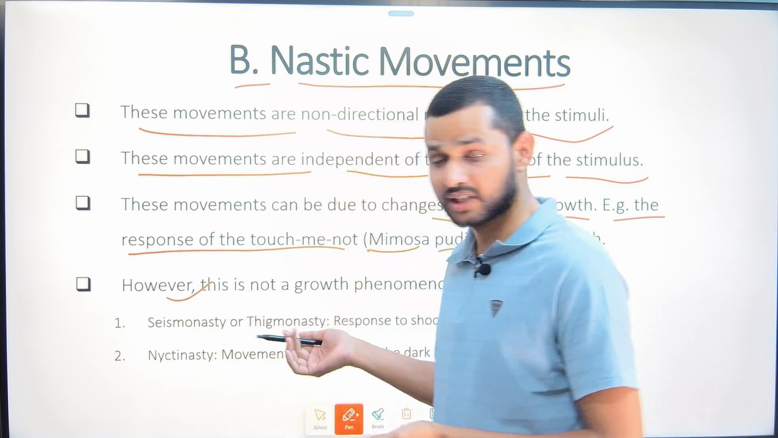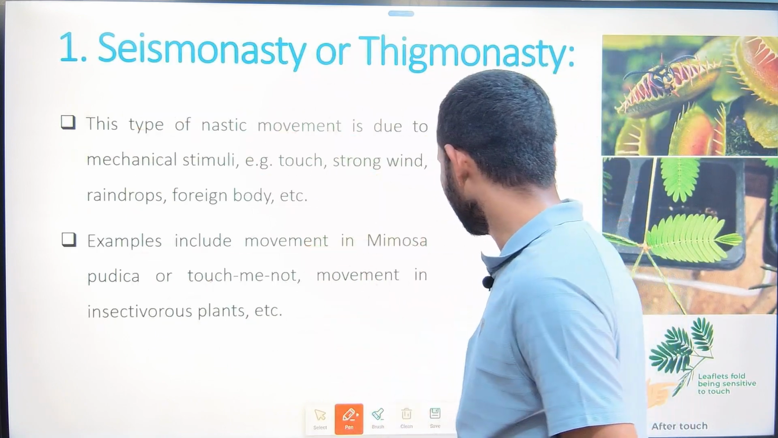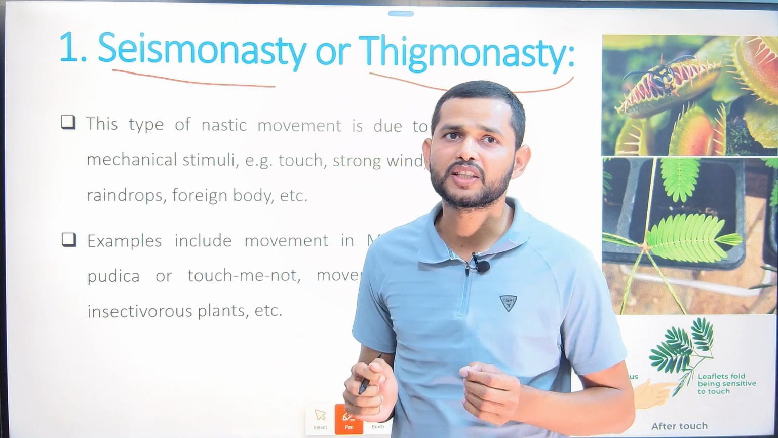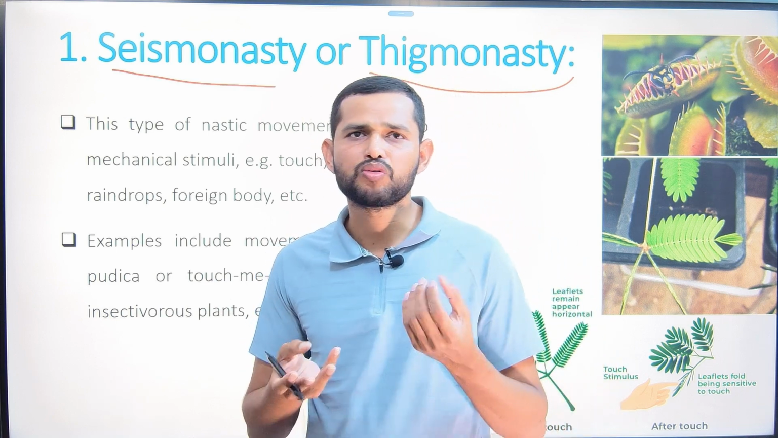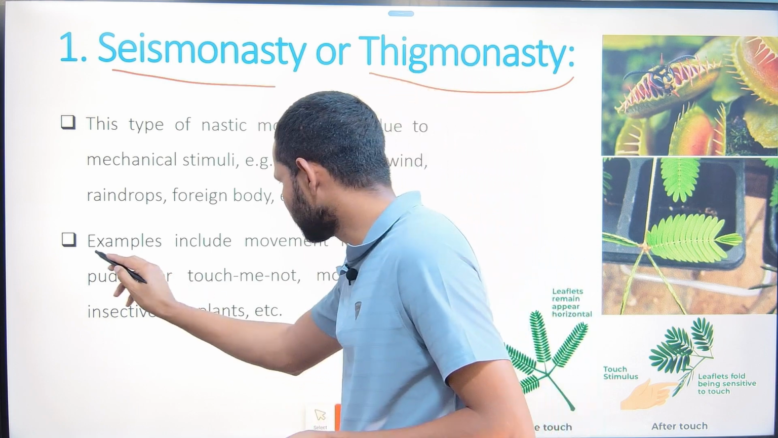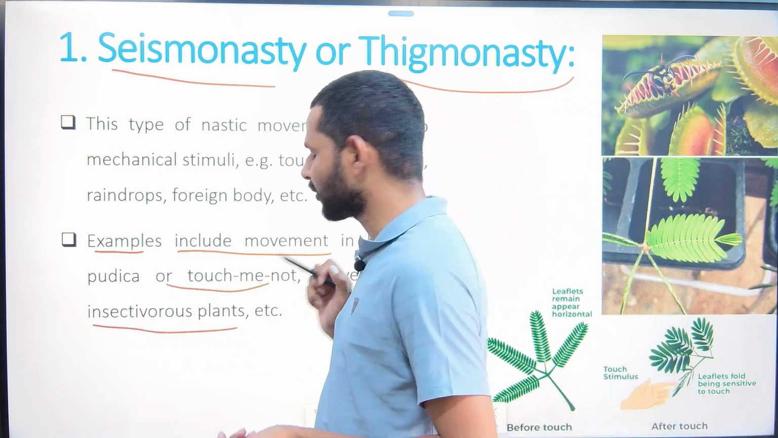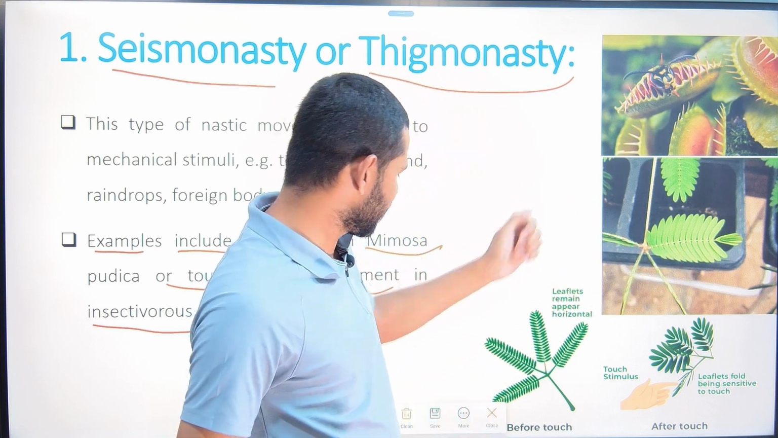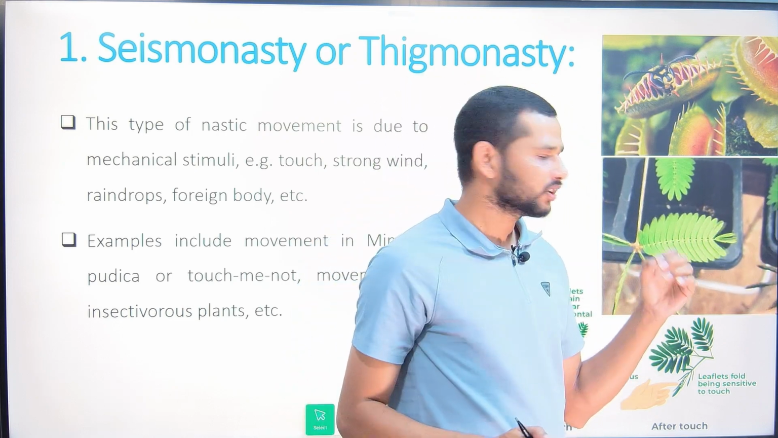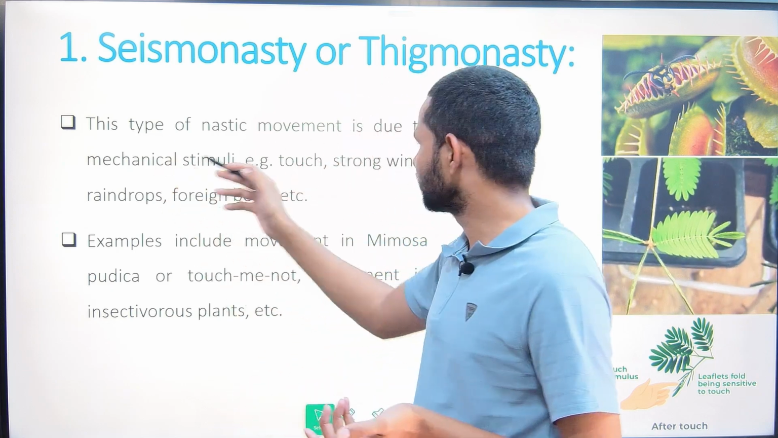However, there are two types of Nastic movements. We will discuss them one by one. Here is a very important example, seismonasty. Seismonasty is also called thigmonasty. This type of movement is due to mechanical stimuli. What are mechanical stimuli? Some kind of force, touch, wind, raindrop, anything which can exert force on the plant. Examples include the movement in the mimosa. Mimosa pudica is the touch-me-not plant. Also the movement in insectivorous plants. In this picture or video you can see some person touched the leaf of the touch-me-not plant. These leaves turned into sleeping mode. What happened here? They are responding to the touching, because there is touching, some mechanism is there.